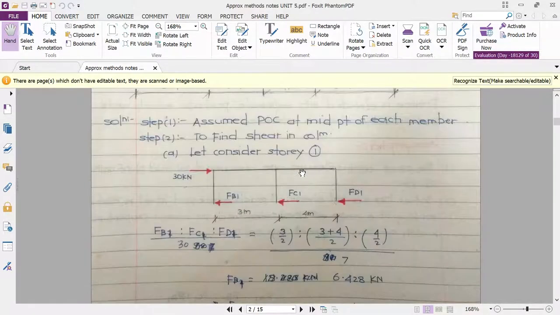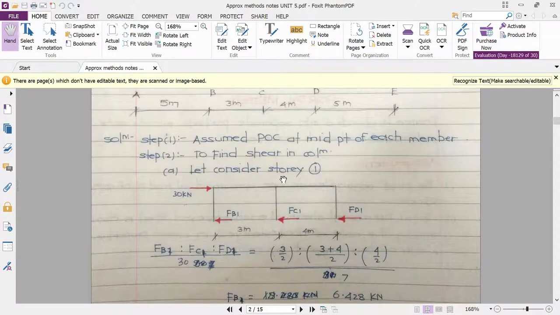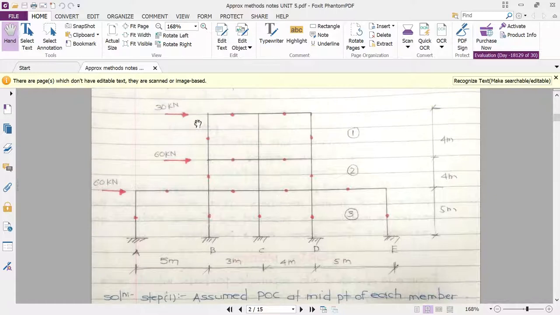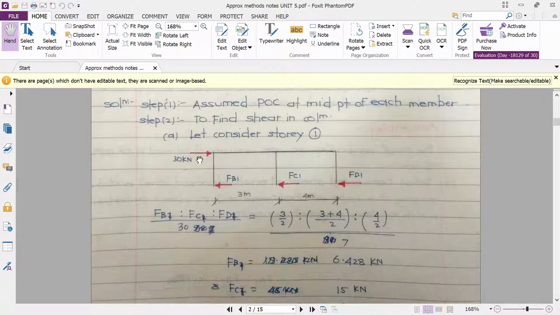So let us see. First and foremost important step is, let us consider story number 1. Always start the numerical right from the top. So a 30 kilonewton load is acting like this. As the 30 kilonewton load is acting, this is column number 1, this is column number 2, this is column number 3.